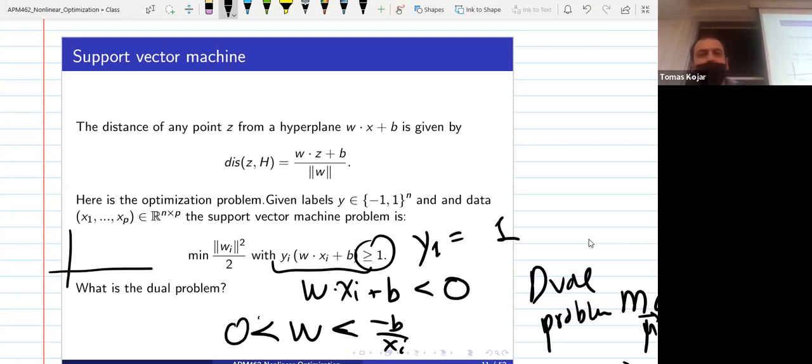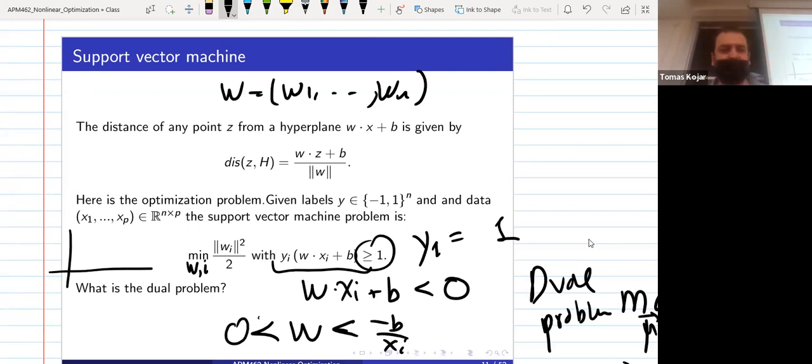So W is equal to W1 to Wn. So then it should be like minimum over W and I. It should be something like this. Because I agree. You can take the sum, I mean, it doesn't matter. Fine. Yeah, fine.